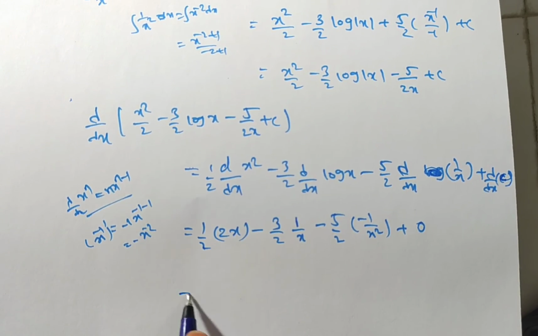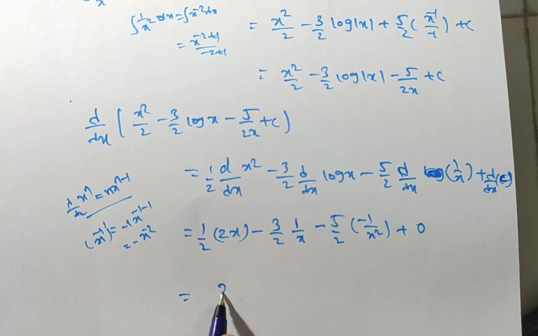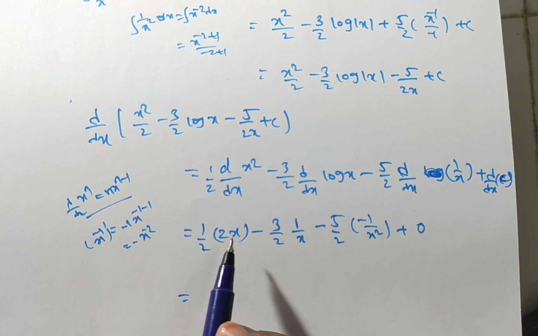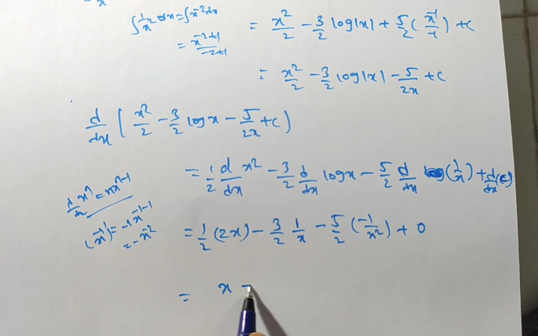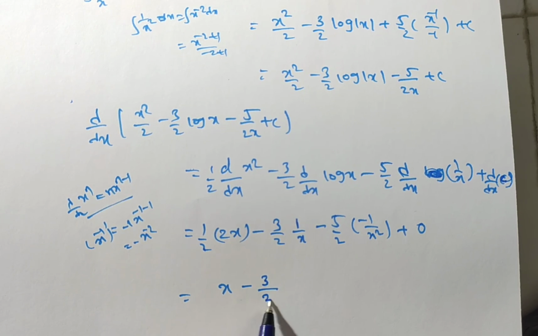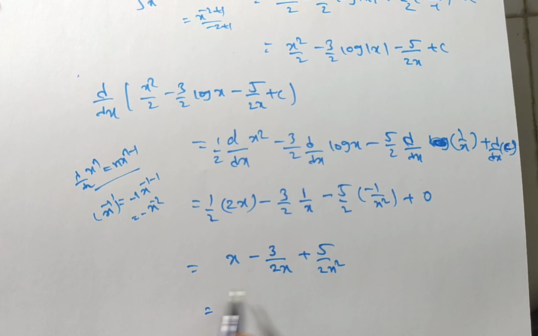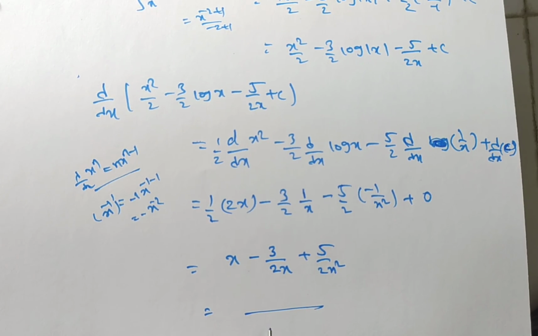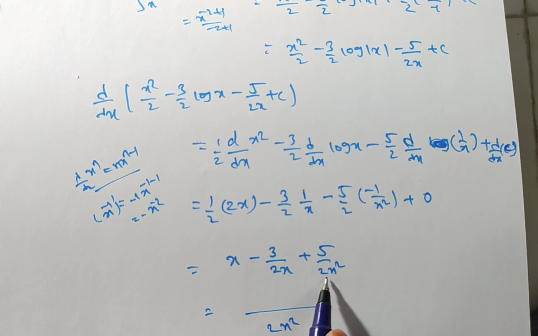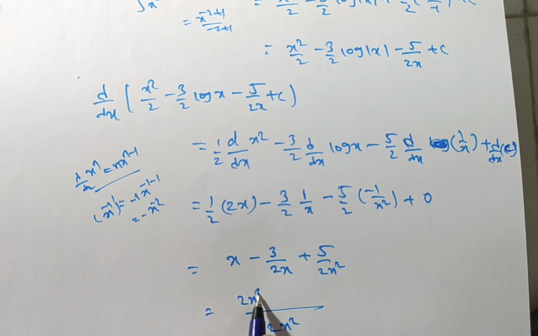So if you simplify this, then you will have x minus 3 by 2x plus 5 by 2x square. Now you can simplify this. The LCM is 2x square. So 2x square into x is 2x cube. Next 2x is there, so here an extra x is there. So 3x gets cancelled. Then you will have 5.